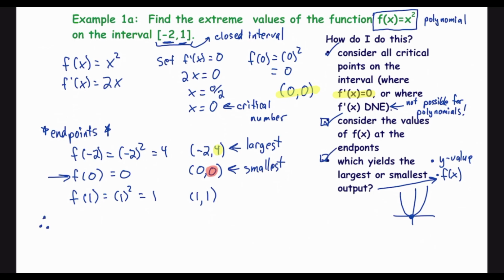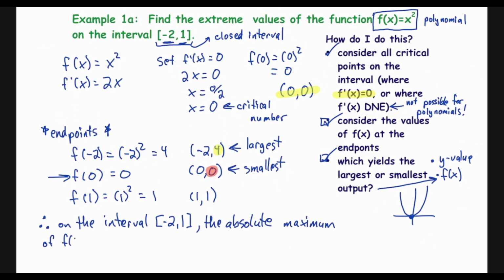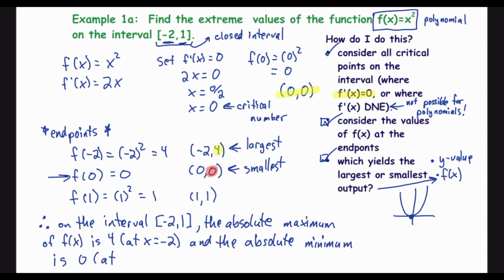So therefore, on the interval [-2, 1], the absolute maximum of f of x, so the highest possible y value, or the highest possible f of x value, is 4 at x equals -2, and the absolute minimum is 0 at x equals 0.